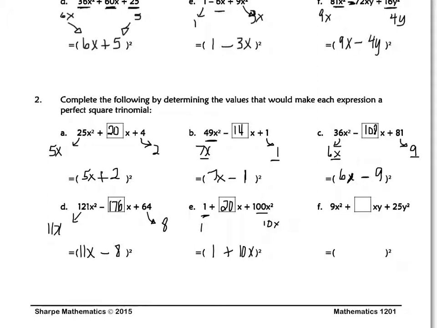And the last one, the square root of the first term is 3x. The square root of the last term is 5y. And if you look at the product of 3x and 5y, that's 15xy. Doubled is going to be 30xy. So we would want 3x and 5y, but we want a plus sign between them. So the two factors would be 3x plus 5y times 3x plus 5y, or 3x plus 5y all squared.